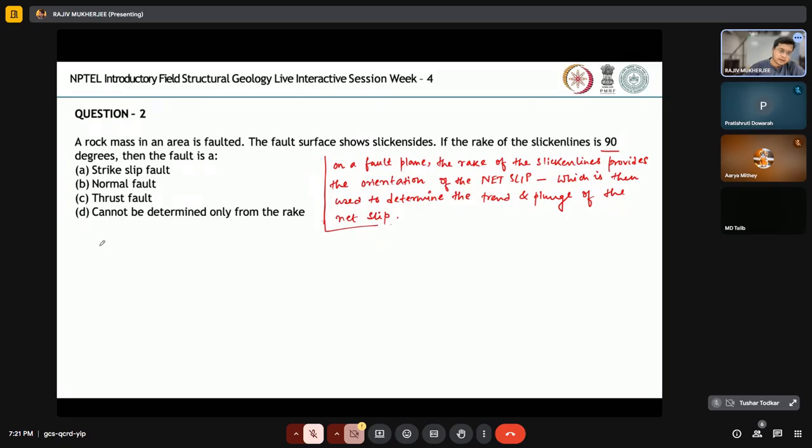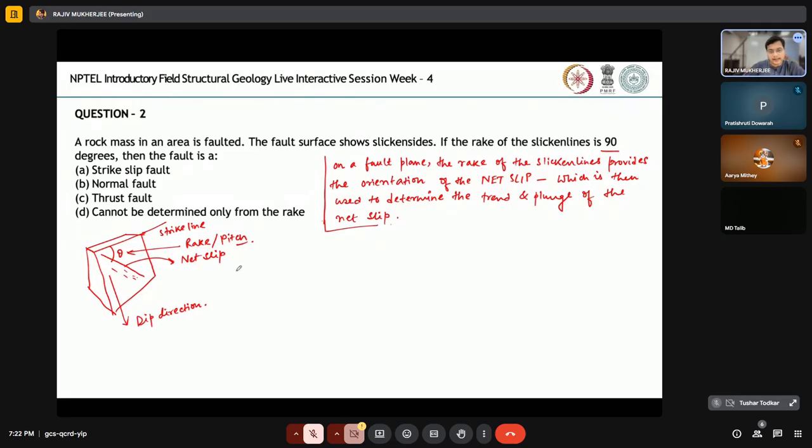Now, if I have a fault plane like this, and if this is the slickenlines, then this line is the net slip, this is the strike line, and this is the dip direction. This angle theta is the rake or the pitch, and based on the rake of the slickenlines or rake of the net slip, we can classify faults into 3 categories.